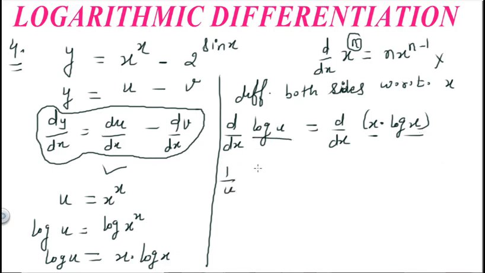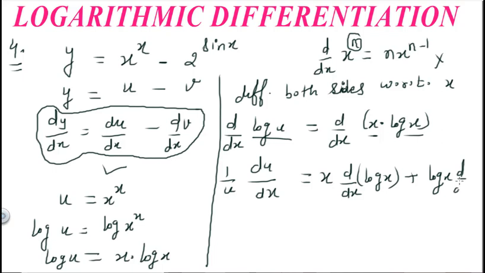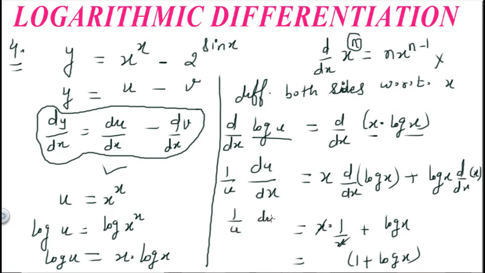Here it will be 1 by u, and when you do for u, you will get du by dx equals, let us apply product rule here. First function as it is, d by dx of log x plus log x as it is and d by dx of x. Clear? So just to see here, x as it is, log x differentiation will be 1 by x and of x it is 1, plus log x as it is and d by dx of x is 1. So we actually are going to cancel x and x. We get 1 plus log of x. Clear?